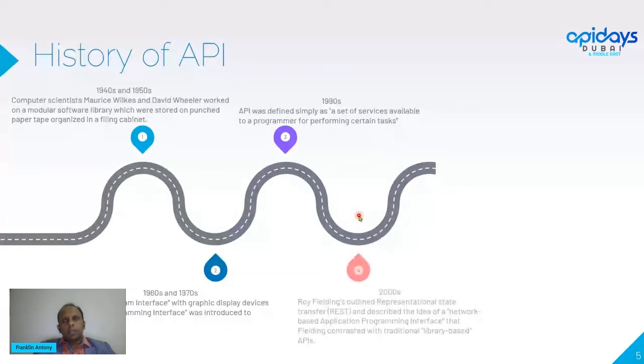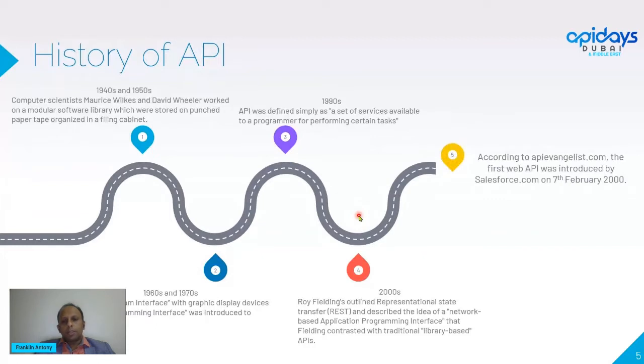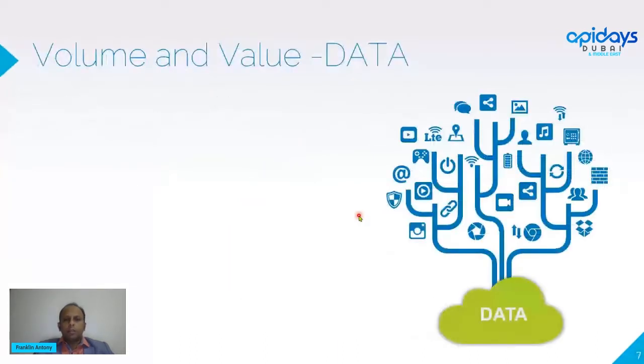But the most recognizable contribution came from Roy Fielding in his dissertation back in 2000, where the whole era of REST was laid down, what is known today popularly as RESTful APIs. Nevertheless, it's still widely considered that the first web API was introduced by the Salesforce folks in February 2000. So, keeping that in mind, you have an evolution of around 20 years to have popularly something as a web API.